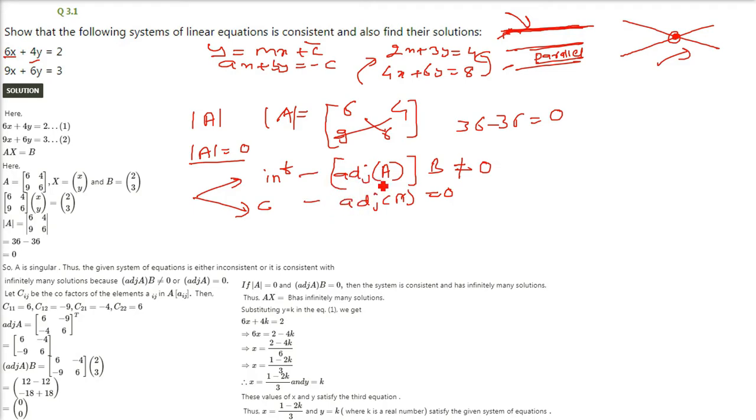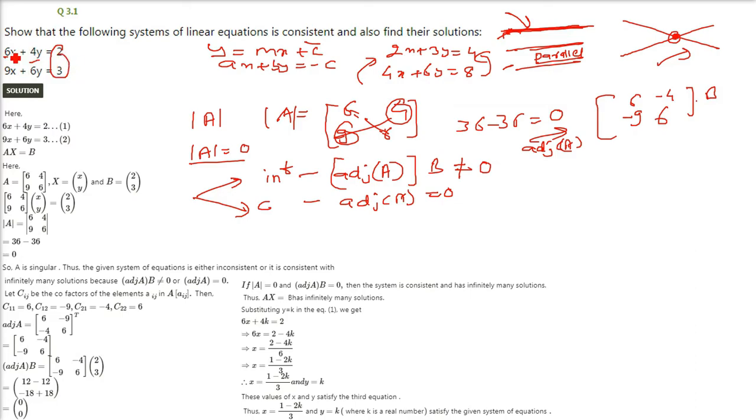So there may be a case where adjoint A is 0. So we'll take all those cases, but this question is saying that you have to show that it is consistent. When it is consistent and when they both are the same line, that means you will get infinitely many solutions. So I am just taking the adjoint now. I have exchanged the diagonal values and now changed the sign of the other values. This is adjoint A.